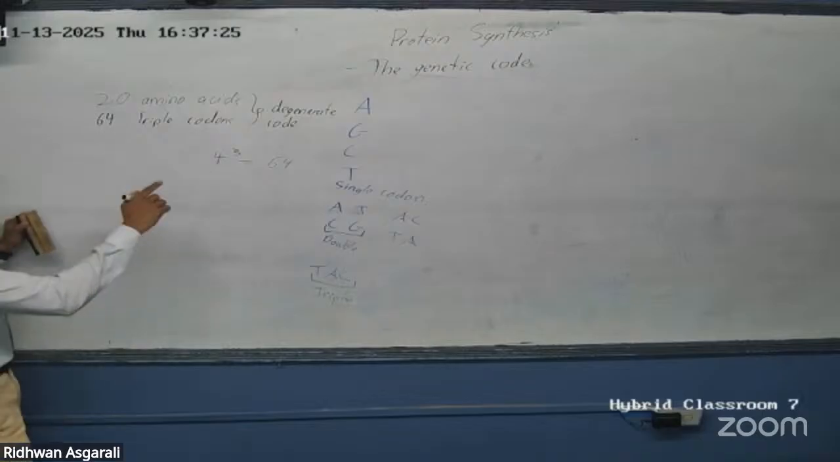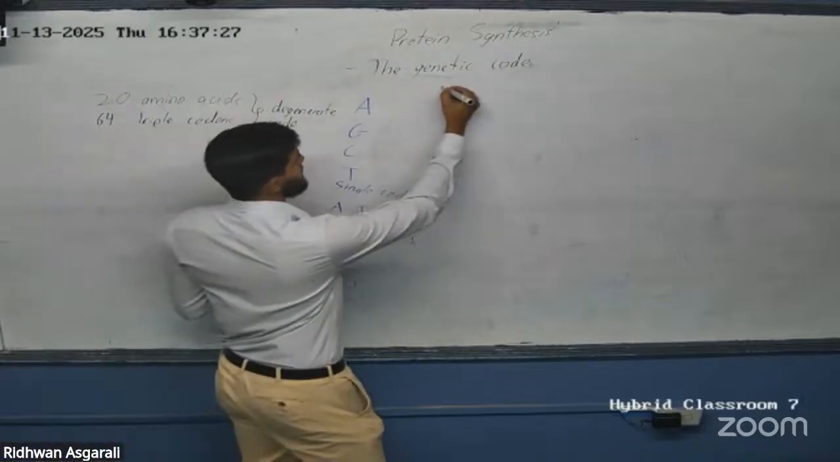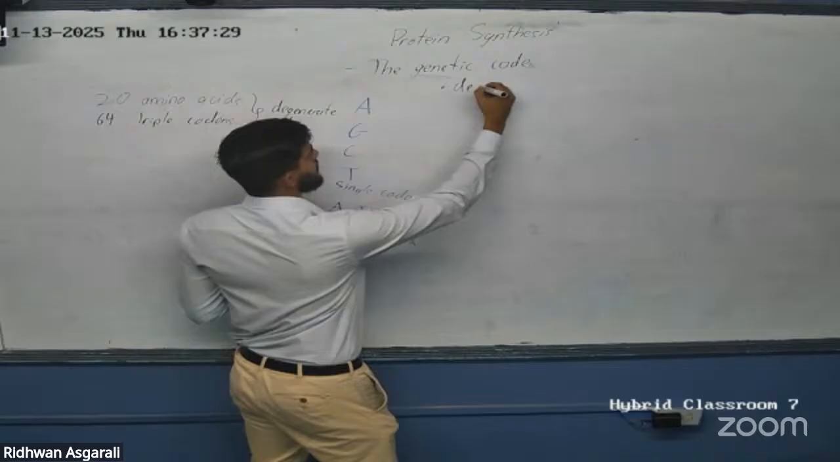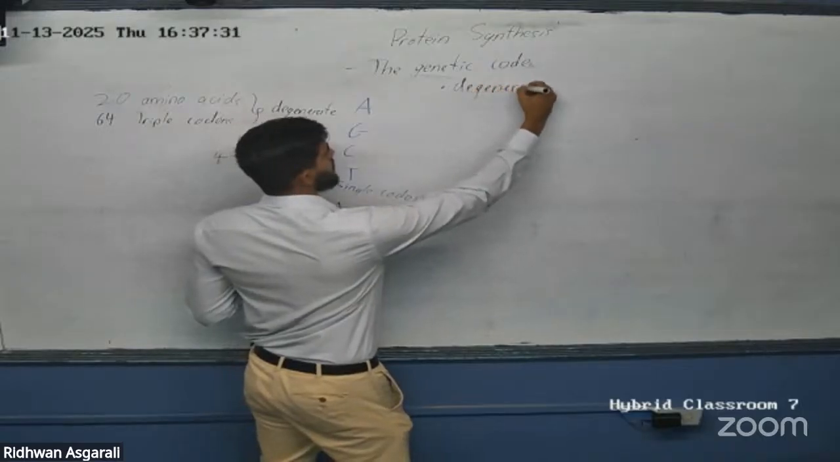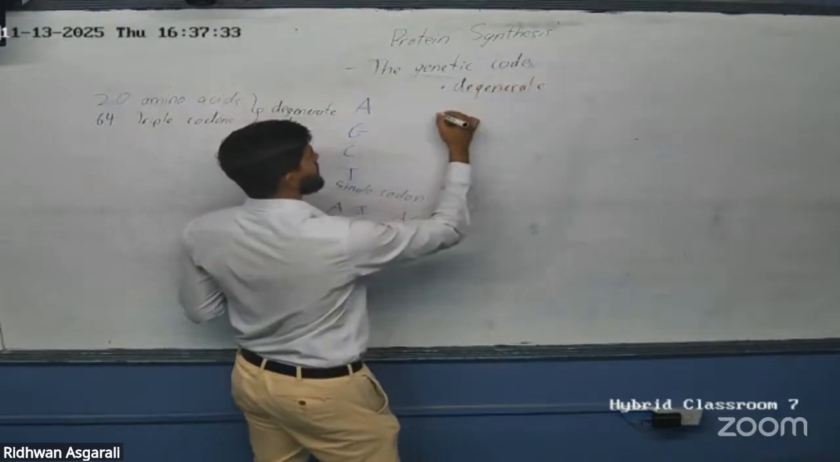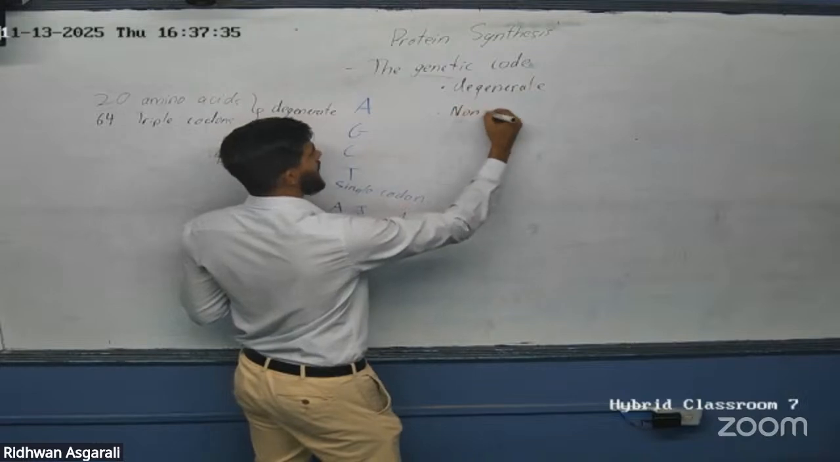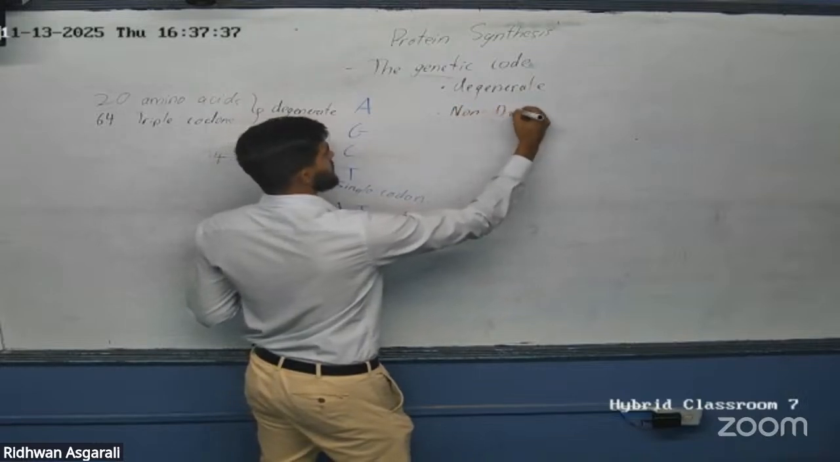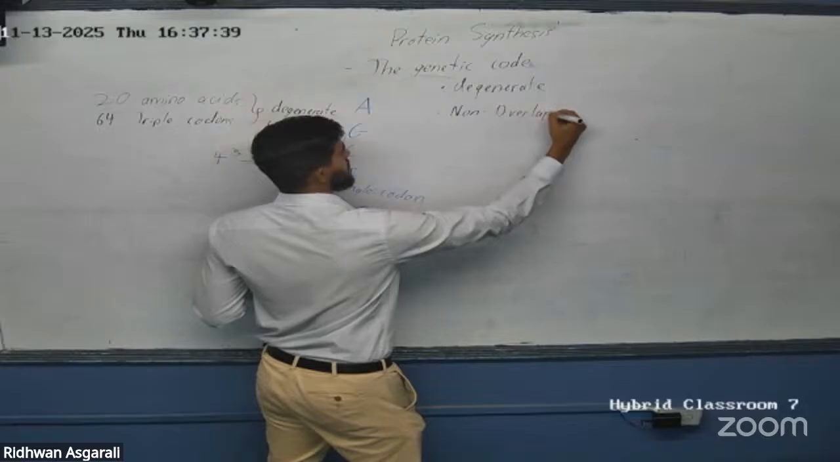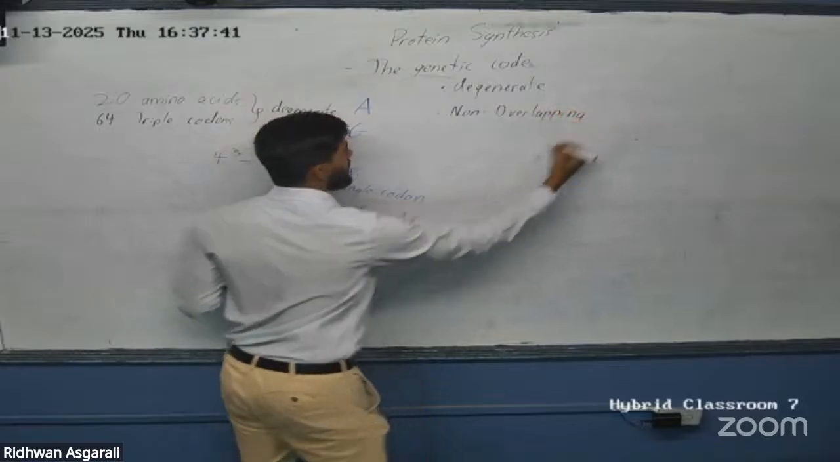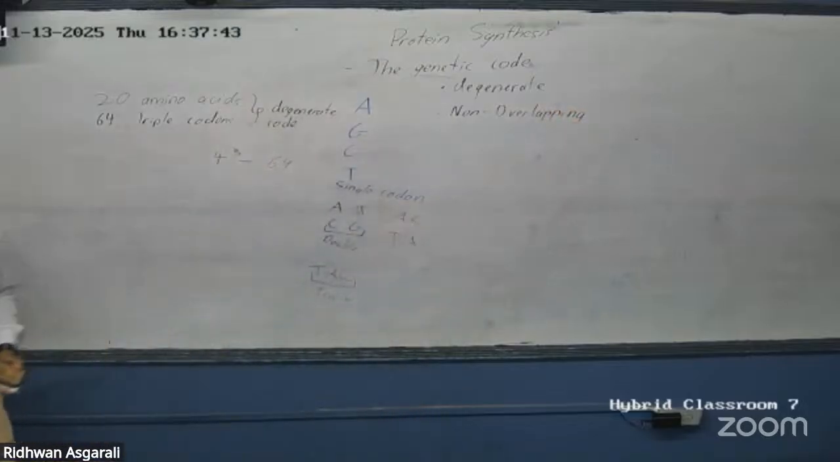Okay, so our genetic code is degenerate, and it is non-overlapping. We will get into what this is.